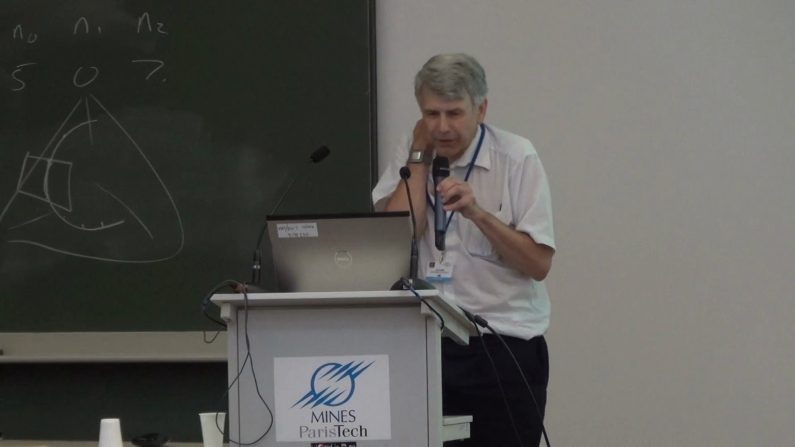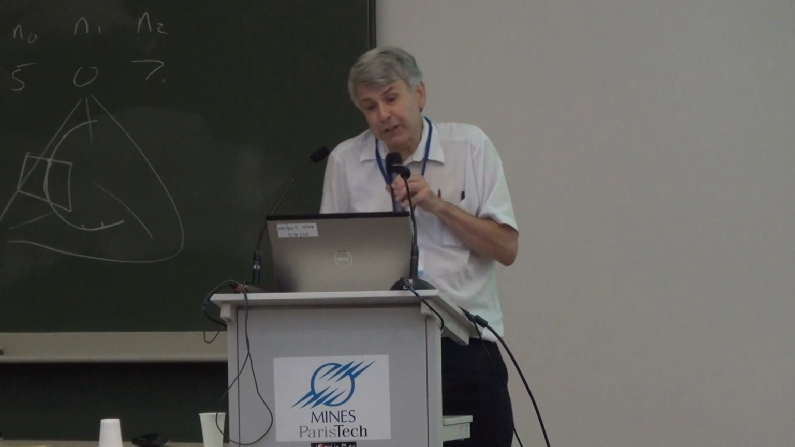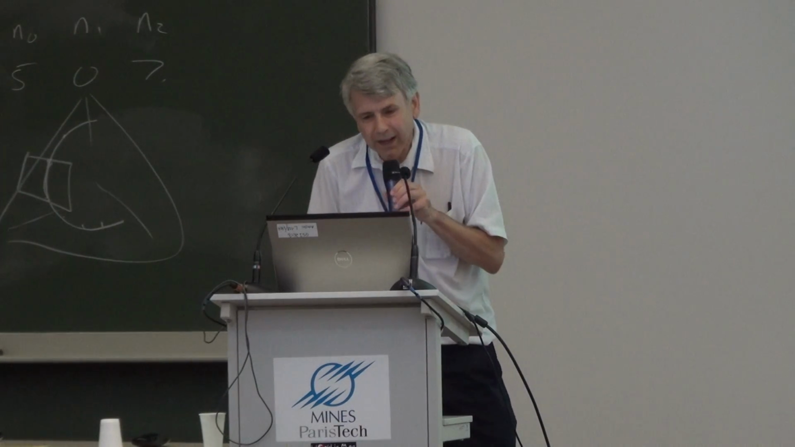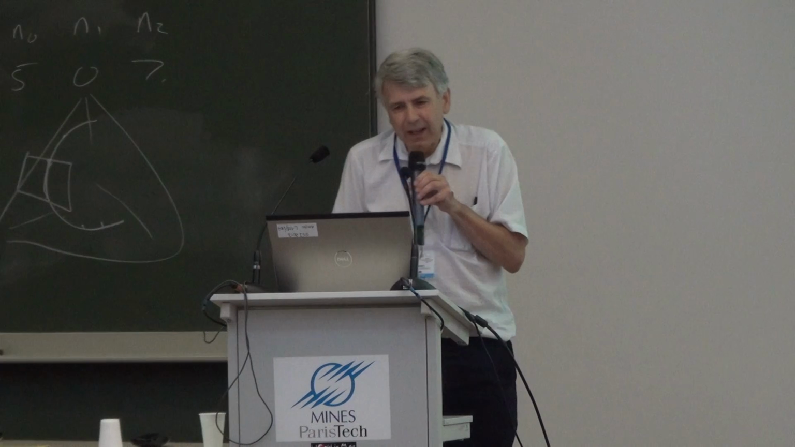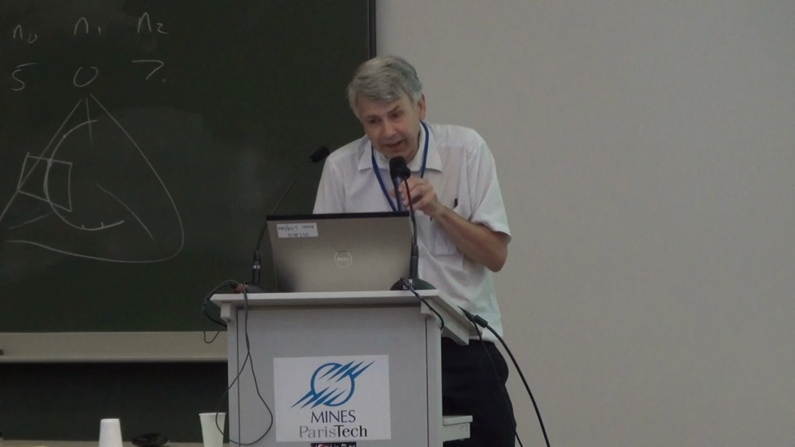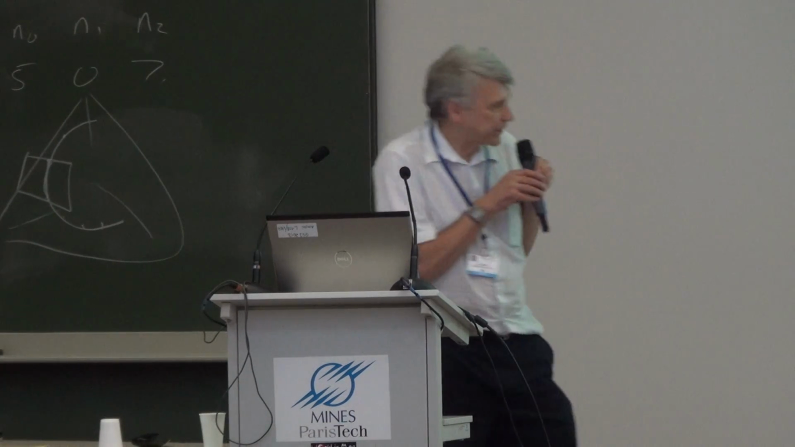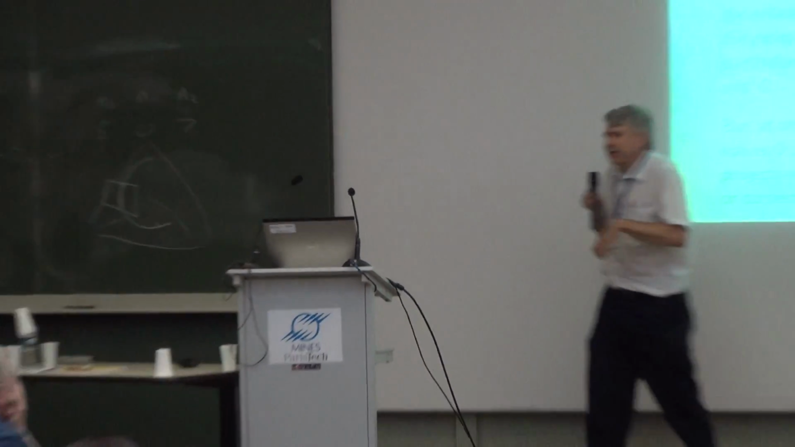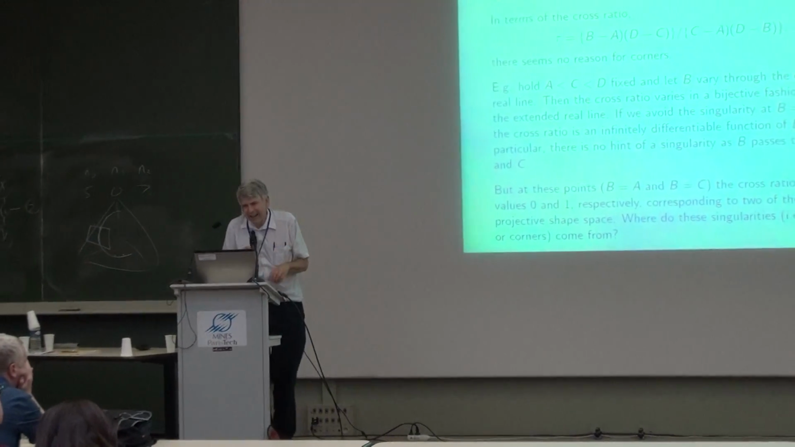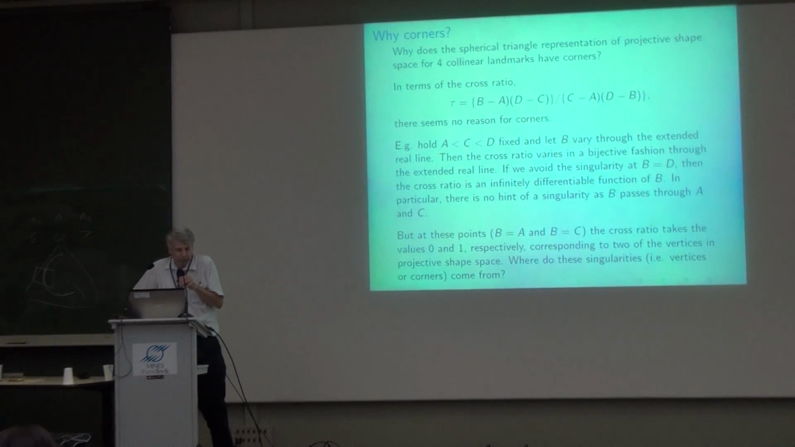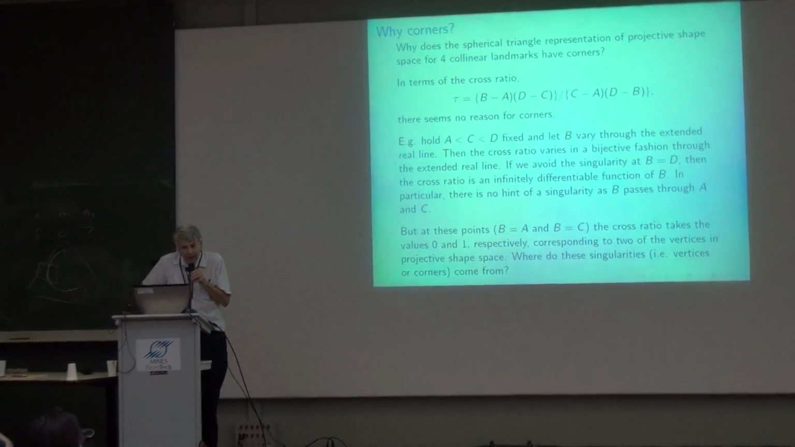So this slide is about why this spherical triangle has corners. If I go back to my original definition of the cross ratio, now written in terms of ABCD rather than 1, 2, 3, 4, there's no strong reason for corners. If I hold 3 of the landmarks fixed, say A, C, and D, and let B vary, and provided B is never equal to D, so I stay away from the singularity in the denominator, the cross ratio is an infinitely differentiable function of B. And it doesn't feel like there should be any reason for a corner in the representation of projective shape space.